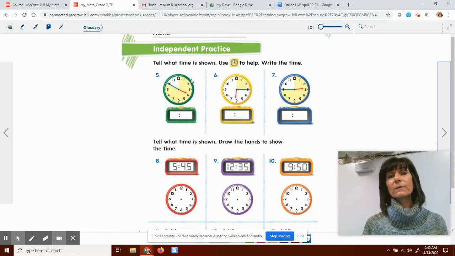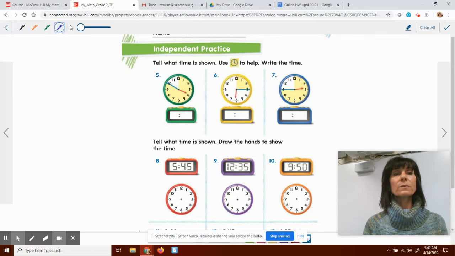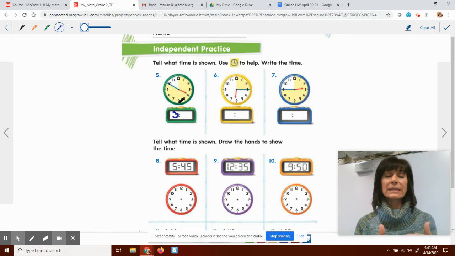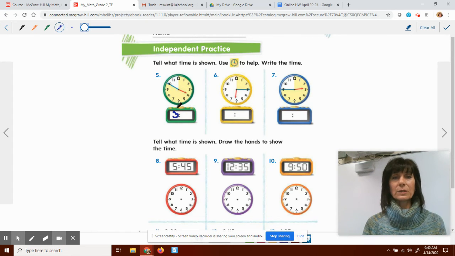We take a look. We first want to identify the hour. The hour is past the 3, but not to the 4 yet. So I know this is going to be the hour of 3, and then I have to count my minutes. I know that when the minute hand is on 6, that's 30 minutes. So I'm just going to go from there. 30, 35, 40, 45, 50. So the time here is 3:50.